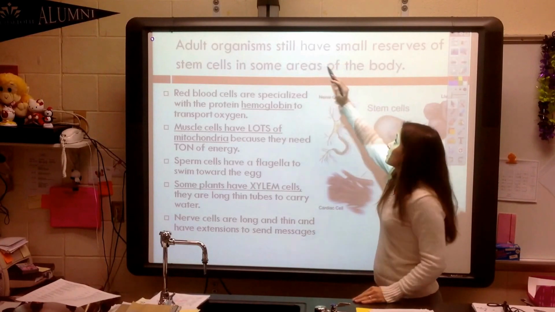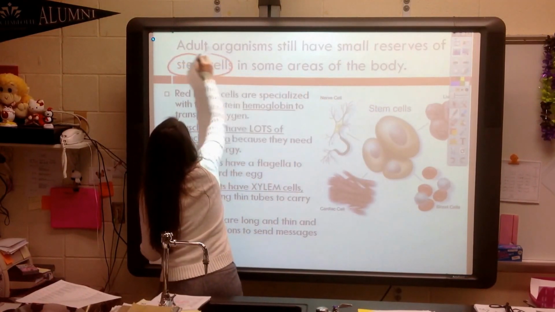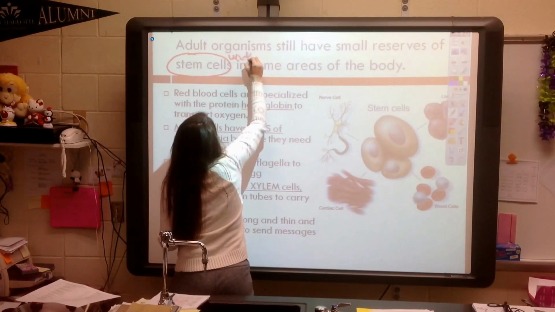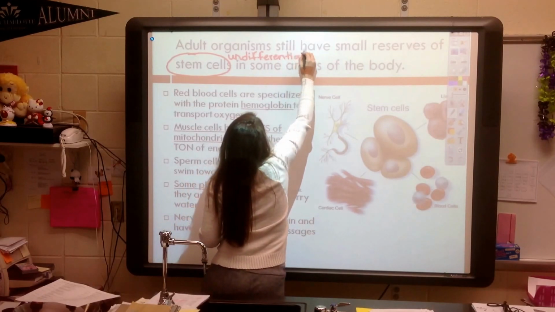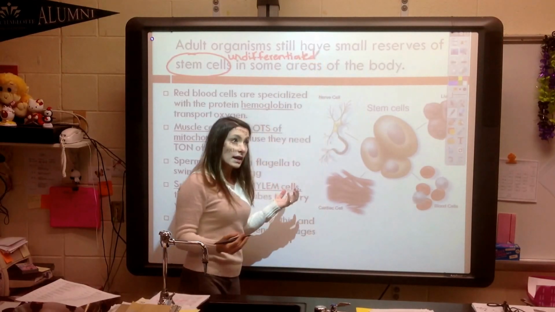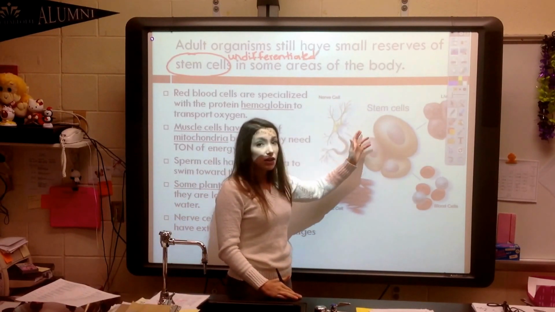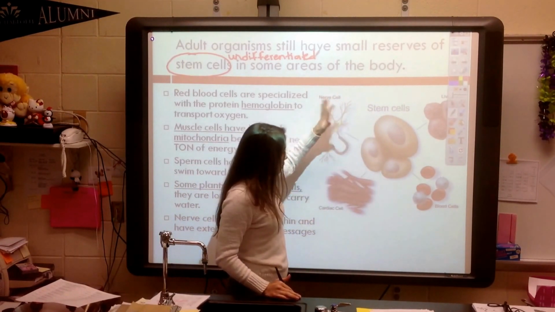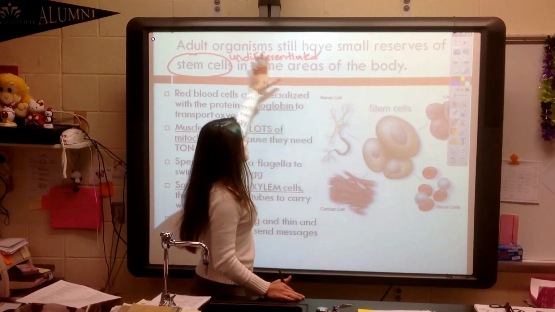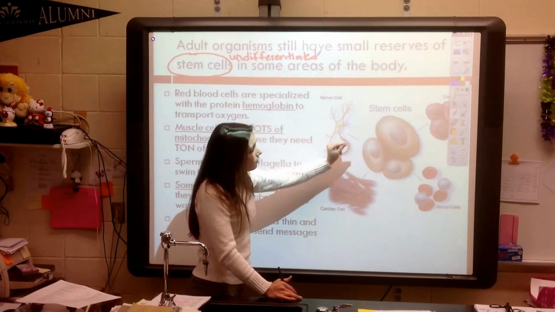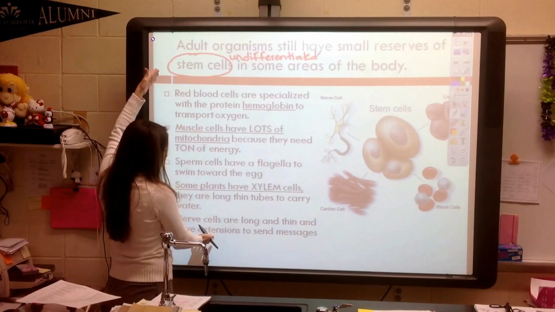Adult organisms still have small reserves of stem cells. Stem cells are what we call undifferentiated. They haven't taken on a job yet. And so here are your stem cells, and they can become any other type of cell. They could become a nerve cell, a heart cell, a blood cell, a liver cell. So you as an adult even have a very small number of stem cells in your body. But most of your cells are differentiated.